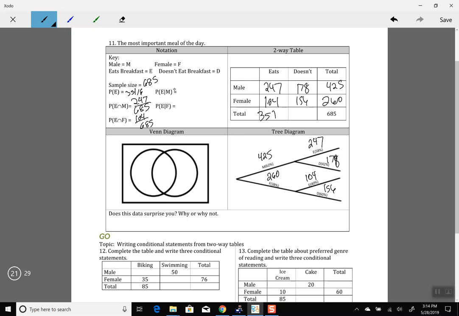Eat, given that you're a male, so out of all the 425 males, 247 eat. And eats, given that you're female, there are 104 eats out of the 260 females.